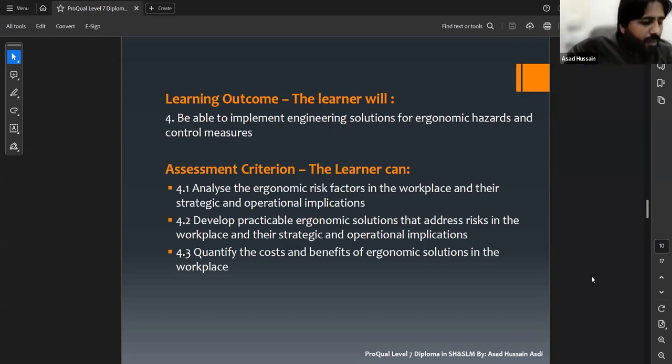There are three assessment criteria in this learning outcome. Number one, 4.1, analyze the ergonomic risk factors in the workplace and their strategic and operational implications. In this one, what you have to see in this assessment criteria is what strategic and operational implications are there for doing the analysis of ergonomic risk factors in the workplace.